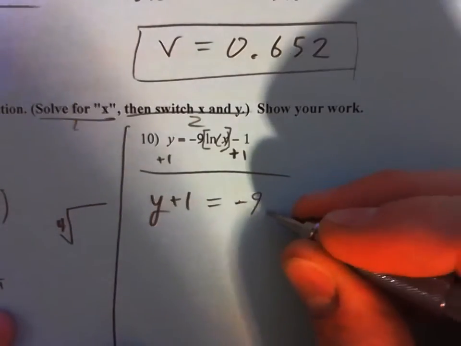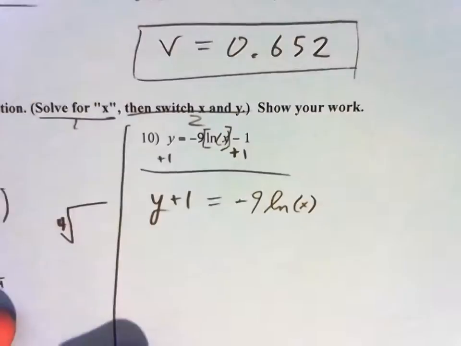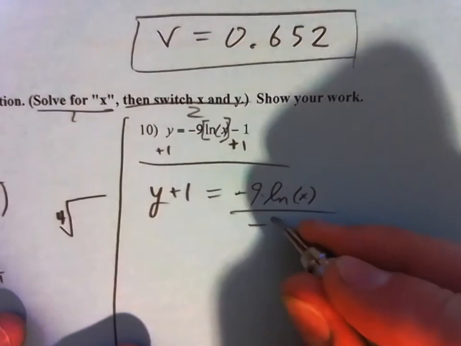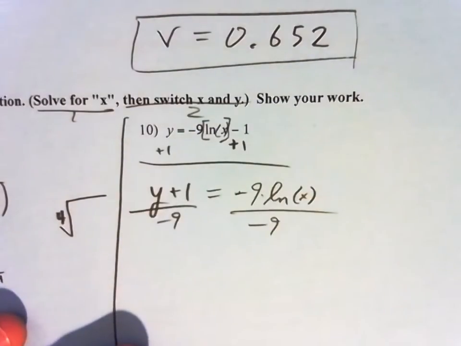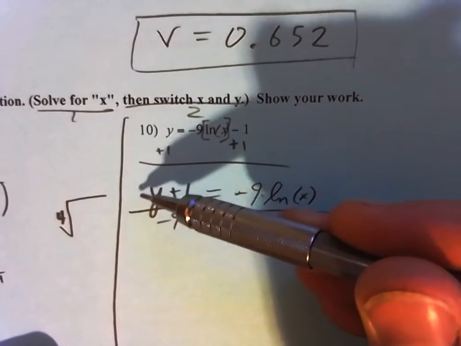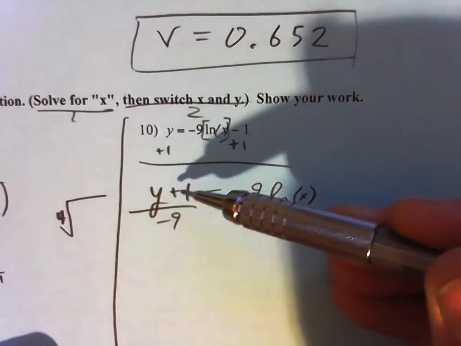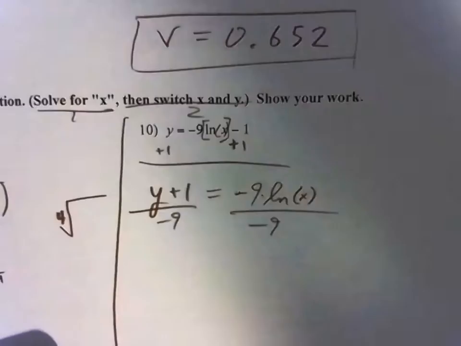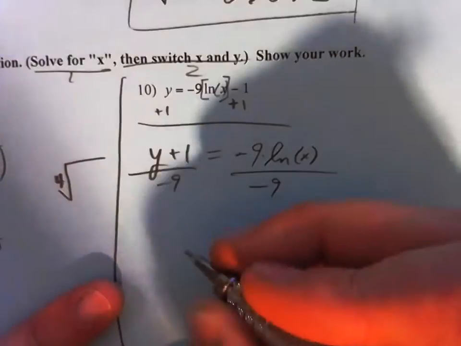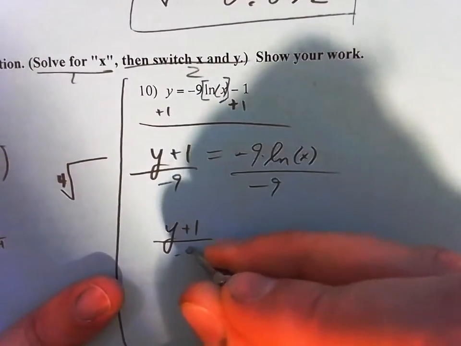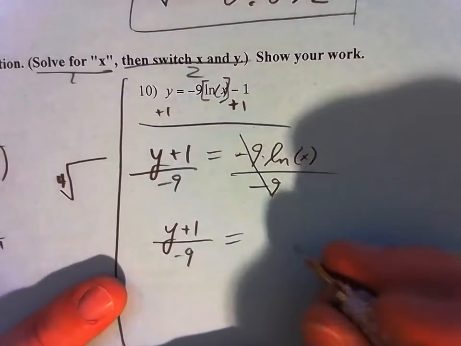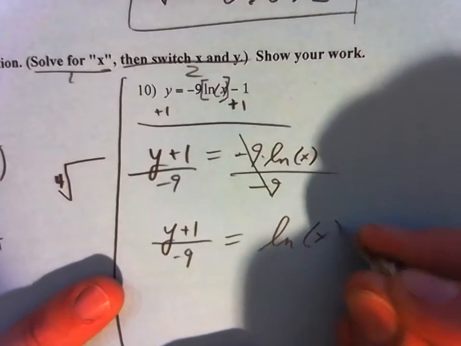Okay. So here's what we've got now. To get rid of multiplying by -9, we're going to divide by -9. Okay, and we could separate this to -1/9 y plus -1/9, but that would just make it more complicated in my humble opinion, so let's just leave that how it is. Y plus 1 over -9 equals -9 divided by -9 is 1. So that's just natural log of x.